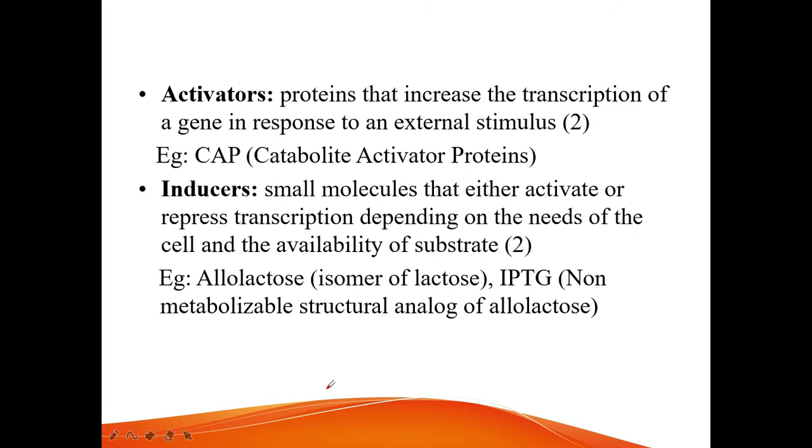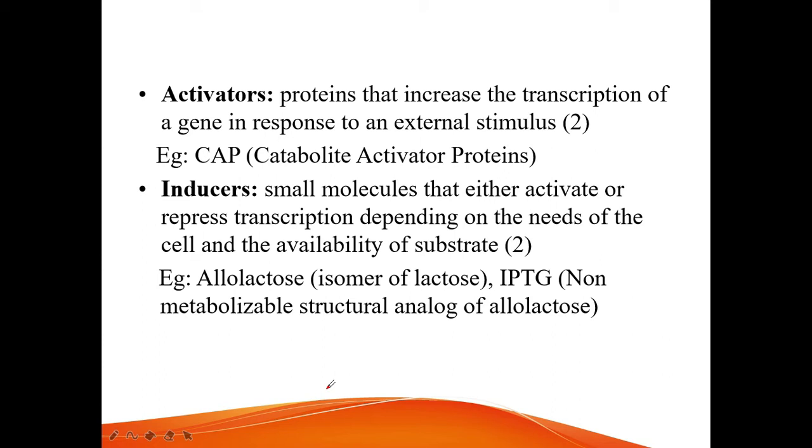We have looked at the repressor. Now we will be going for activators. A repressor represses the transcription. What do you mean by activators? Yes, you guessed it right. Activators increase the transcription of the gene in response to external stimuli.